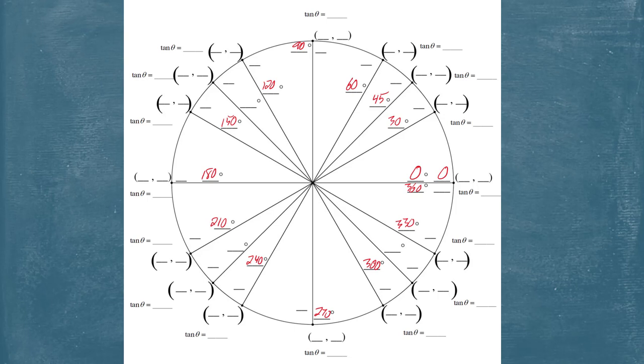So if we continue doing that just to fill in the rest of them, 120 plus 15 would give me 135. 210 plus 15 would give me 225. And let's see, 300 plus 15 would be 315. So that at least gets me all my degree markings on this specific thing.